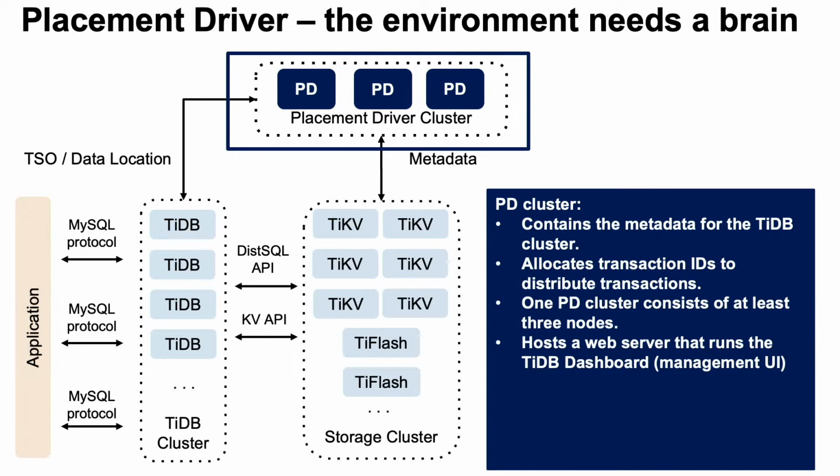One PD cluster consists of at least 3 nodes. So 3 nodes is the minimum with a PD cluster. And it hosts a really tiny web server that includes a TiDB dashboard, which is a monitoring and troubleshooting user interface that you can use to fix issues should you have them.